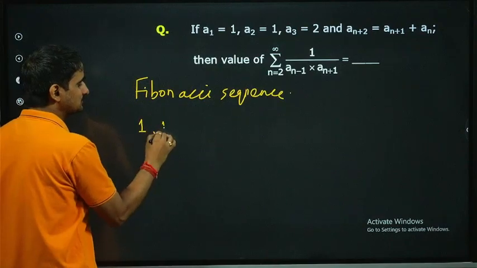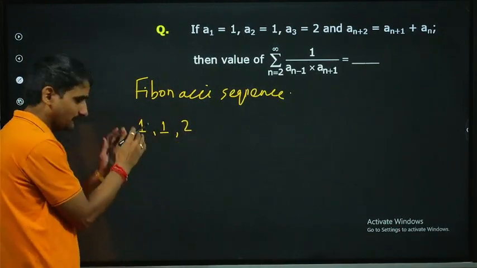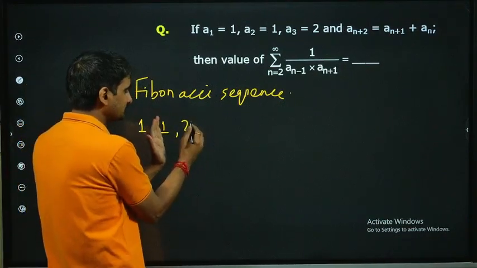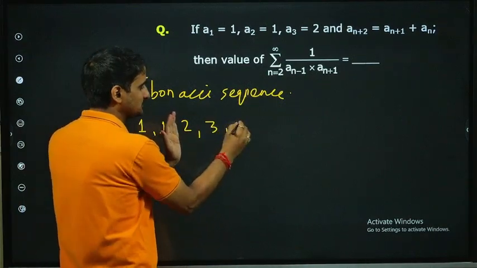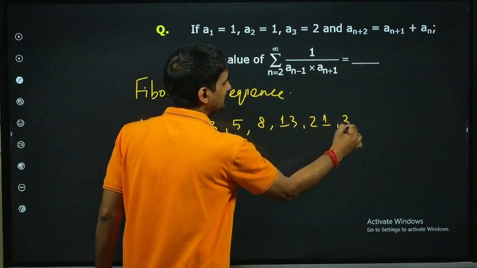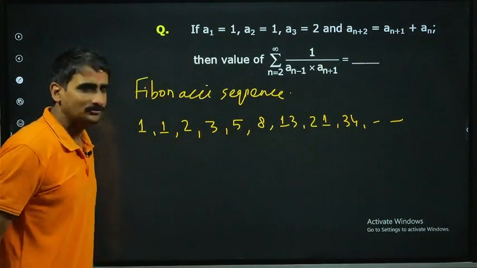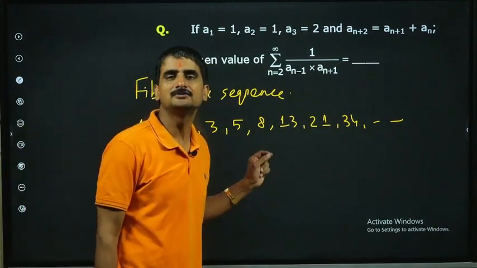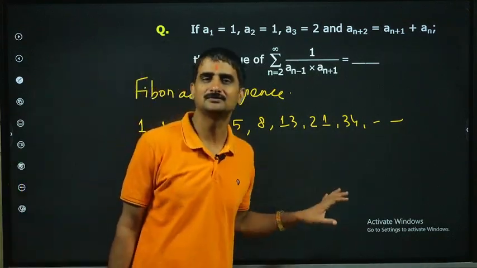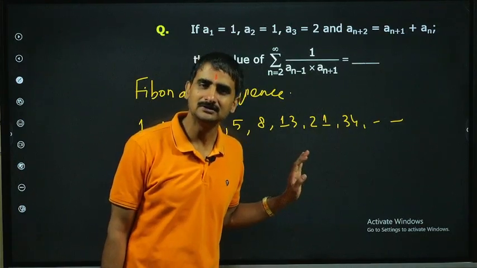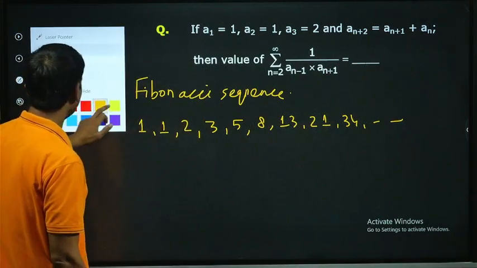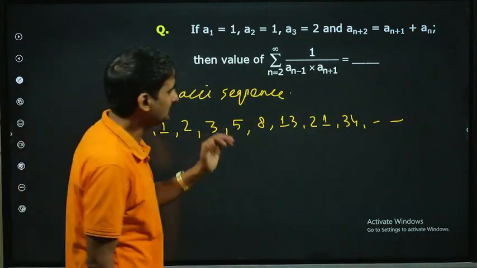So what is it? The first two terms are 1, then you add the last two terms and you get the next term. Then you add 3 plus 2, you get 5, then 8, then 8 plus 5 is 13, 13 plus 8 is 21, and then 34, and that continues. So this is a question based on the series related to the Fibonacci sequence, but as I said, it has nothing to do with the sequence here. Still, it's an interesting sequence, so that's why I thought I should discuss it here.